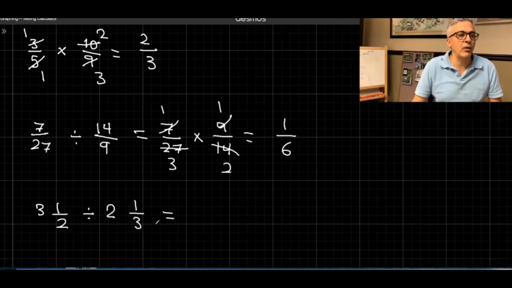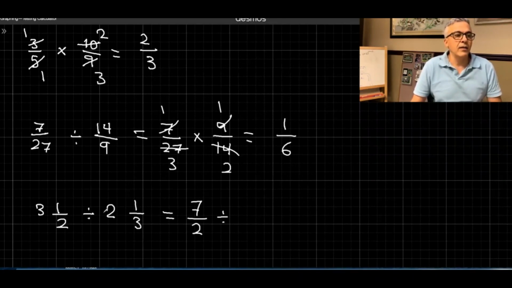Now we come to the next question. This is division. However, when we have mixed numbers, we have to change them to improper fractions to be able to divide them and multiply them. So here, again, 3 times 2 is 6. 6 plus 1 is 7. This is 7 over 2 divided by 2 times 3 is 6. 6 plus 1 is 7. So this becomes 7 over 3.